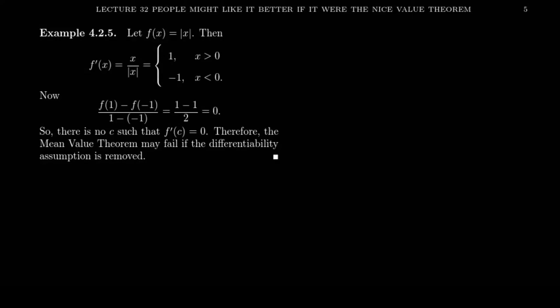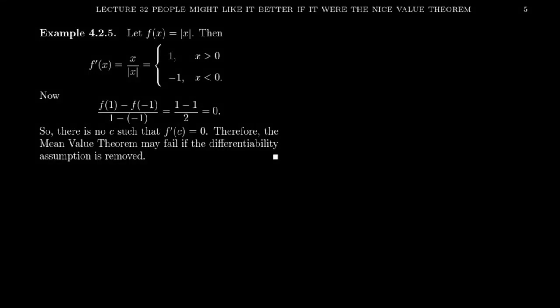Previously in this lecture 32, we talked about the mean value theorem, and we talked about the assumptions of the mean value theorem: that the function must be continuous on the closed interval a to b, and must be differentiable on the open interval a to b. But why do these assumptions matter? I want to show you two functions which would violate the mean value theorem, except that the assumptions weren't satisfied, so it's not really a violation.